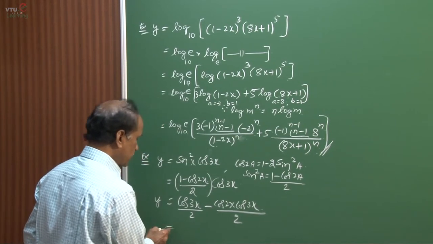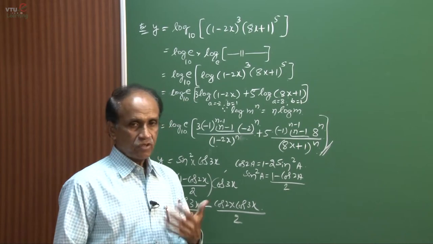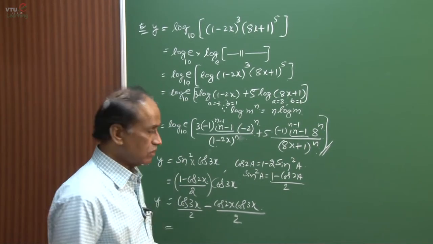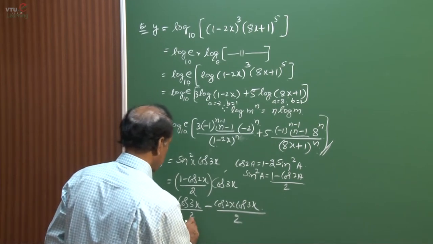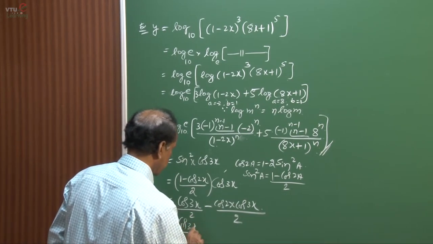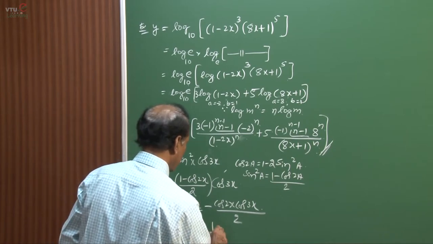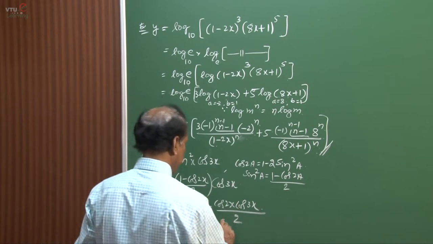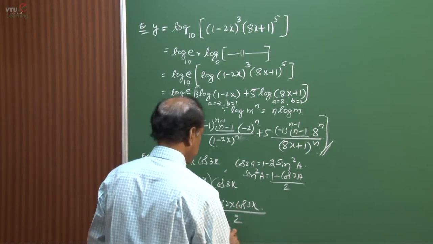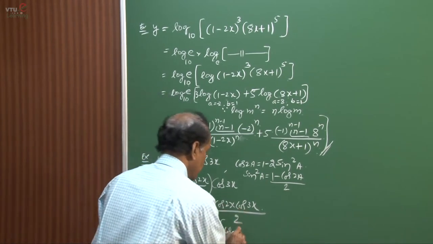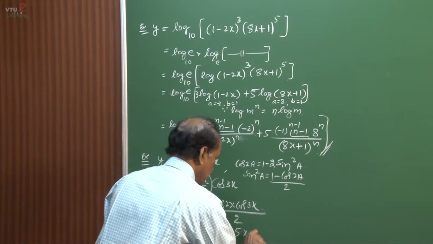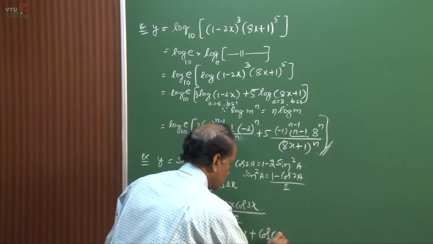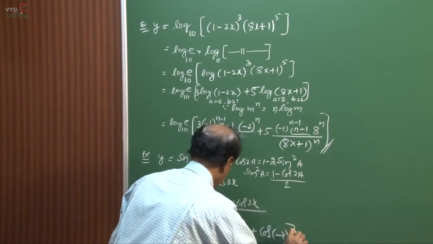Once again, apply the product formula of cos A and cos B, which is equal to 1 by 2 times cos of summation plus cos of difference. That is cos of 3x divided by 2, minus 1 by 4, this 1 by 2 and 1 by 2 according to the formula. That is cos of summation, which means cos 5x, and plus cos of difference, which is cos of minus x.